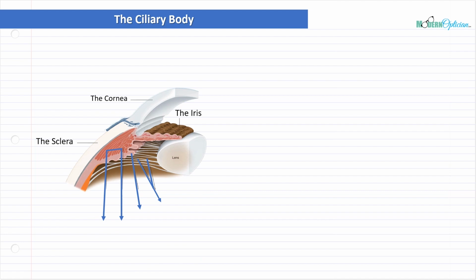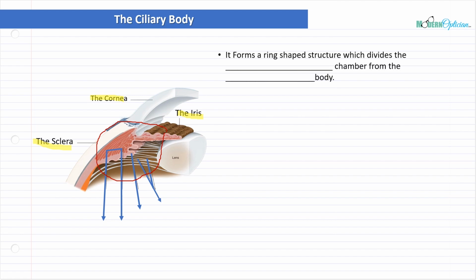So here's a diagram. You'll see up top, and I'm going to pull out the highlighter so we can highlight things, we see the cornea. We've talked about the cornea. We see the sclera. We've talked about that, and we see the iris. We should be well versed on all these things. Now, however, we have this entire area here that we need to talk about, and that is the ciliary body. It forms a ring-shaped structure, so it's around the entire area. Remember, the eye is round, so it's behind the iris, and it goes all the way around the globe on the inside, which divides the posterior chamber from the vitreous body.